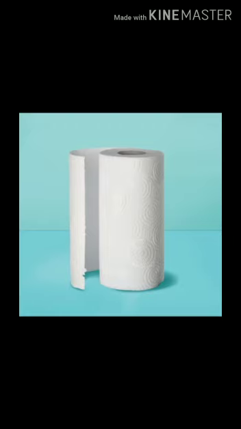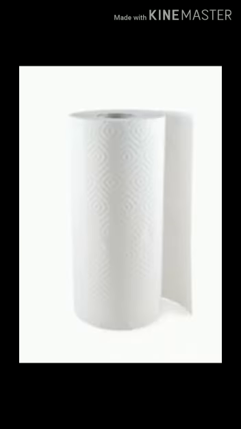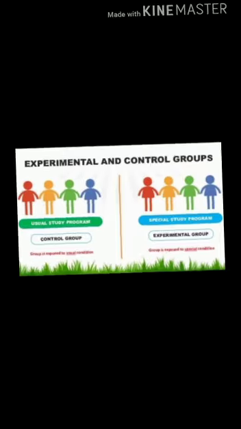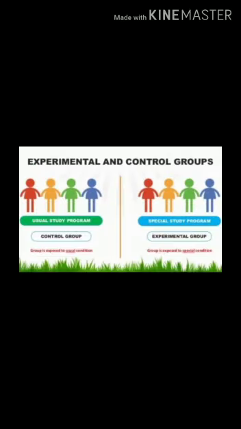Let's take another example. We want to compare brands of paper towels to see which paper towel holds the most liquid in the experiment. So, the independent variable is the brand of the paper towel and the dependent variable would be the amount of liquid absorbed by the paper towel. So, our next topic is experimental and control groups.